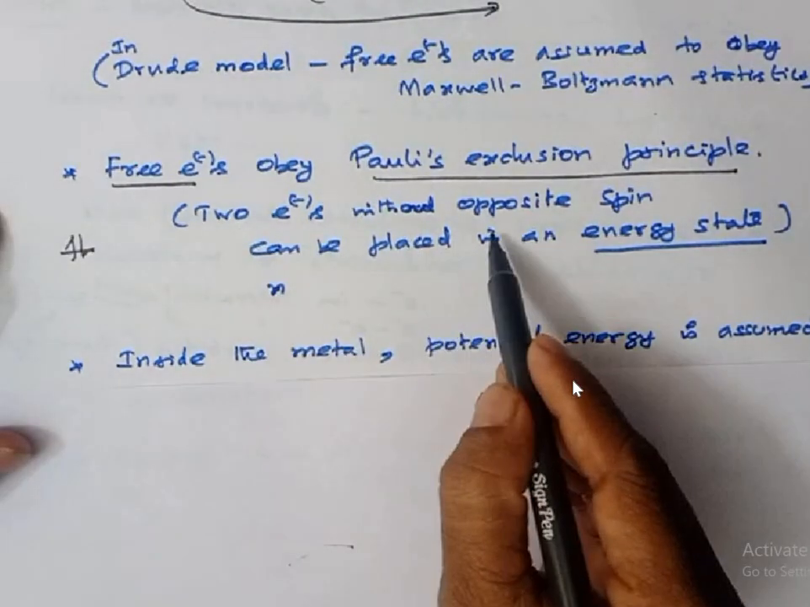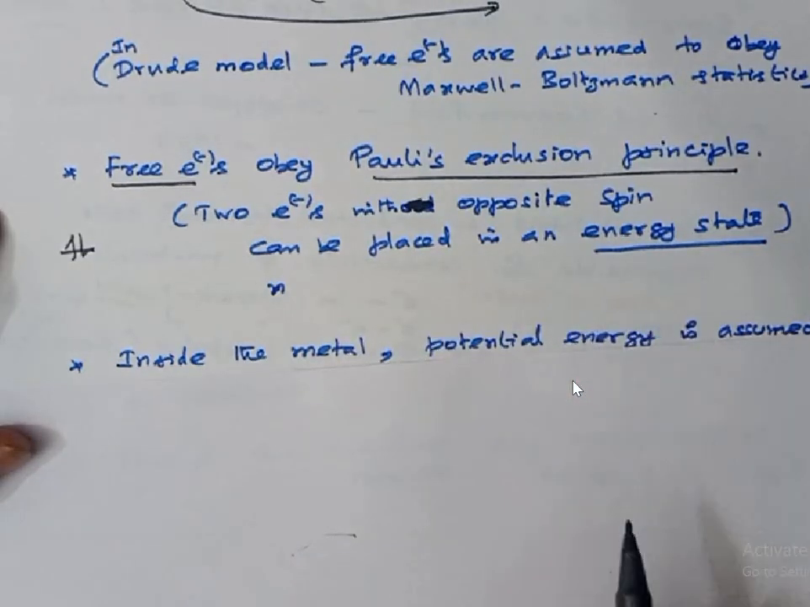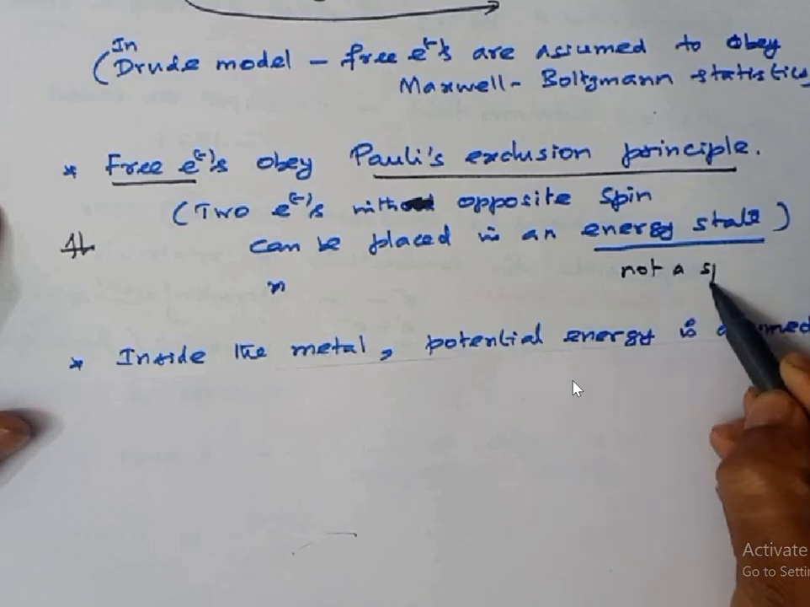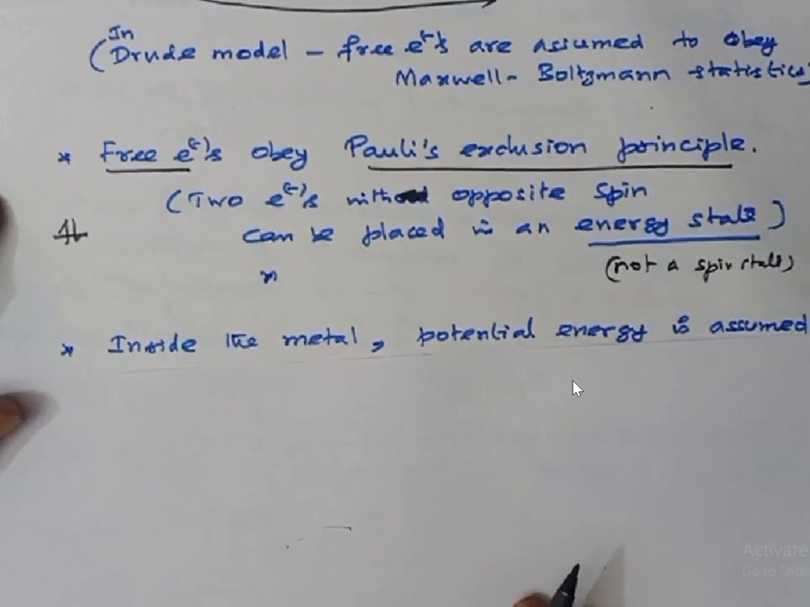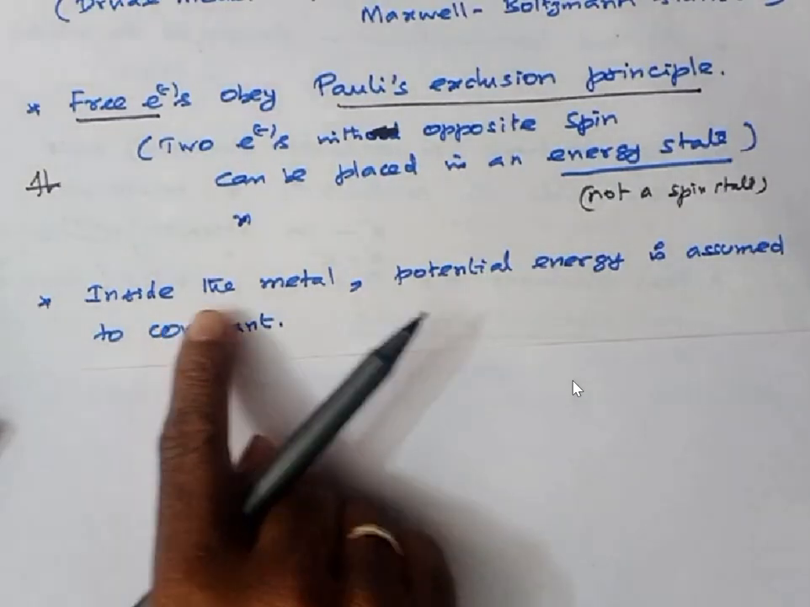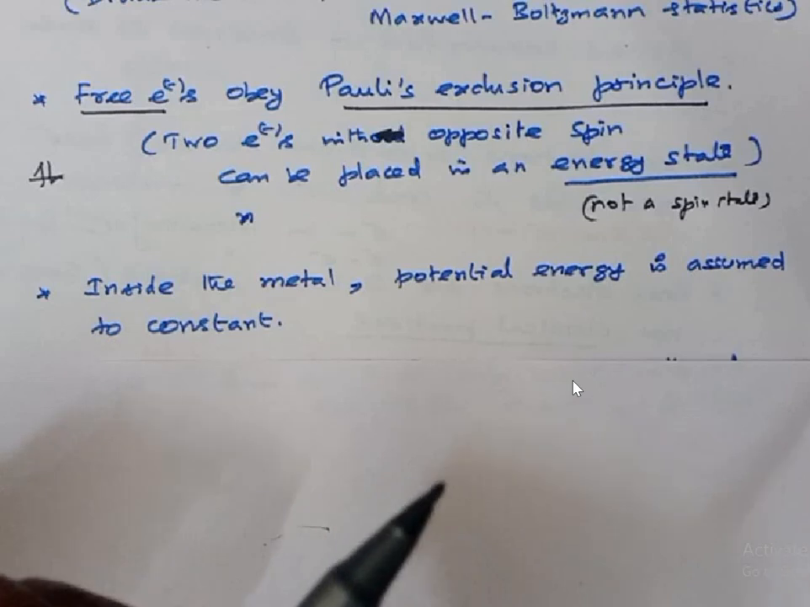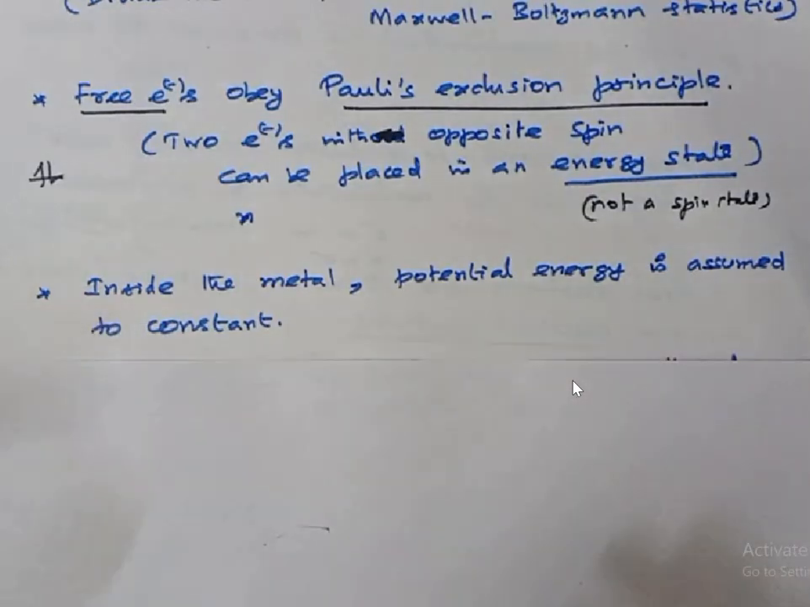According to this, two electrons with opposite spin can be placed in an energy state. Remember, this is not a spin state. If it were a spin state, you could place only one electron, but it is not a spin state, it is a spatial state. Then the next point: inside the metal, we are assuming that there is no interaction between electrons, and no interaction between electrons and the positive ions present in the lattice. So all interactions are completely neglected.